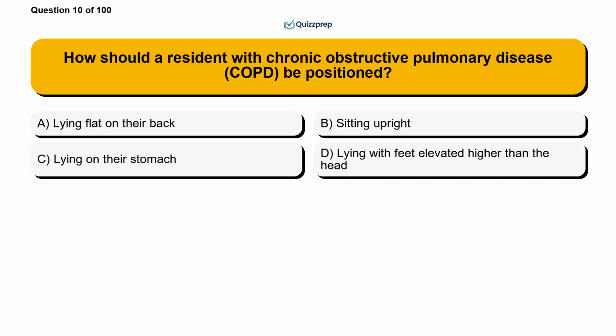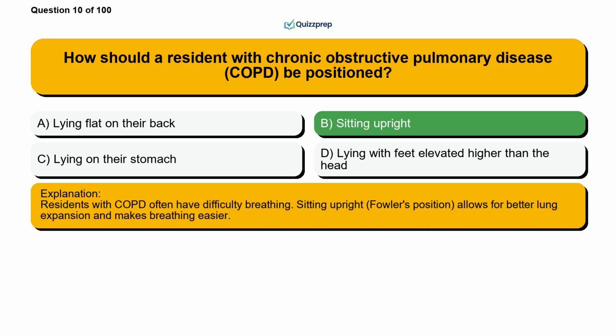Option B. Sitting upright. Option C. Lying on their stomach. Option D. Lying with feet elevated higher than the head. The correct answer is option B. Sitting upright. Residents with COPD often have difficulty breathing. Sitting upright, Fowler's position, allows for better lung expansion and makes breathing easier.